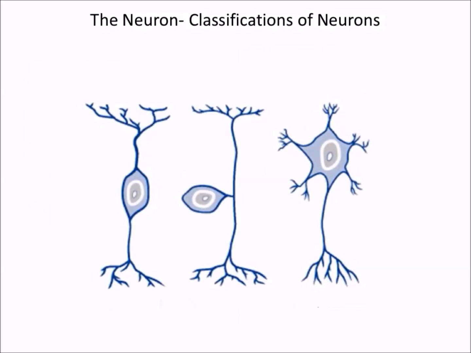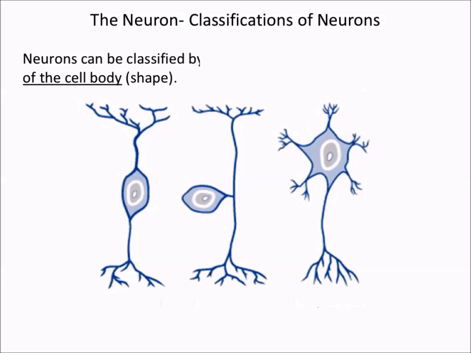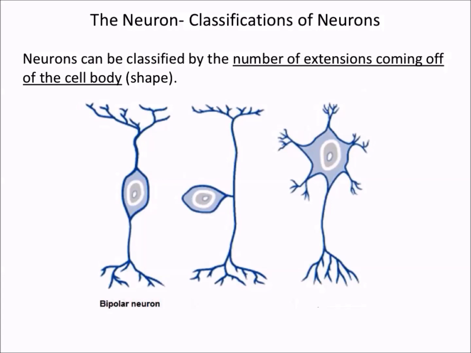Next, we discuss how neurons can be classified. One way that neurons can be classified is by the number of extensions coming off of the cell body. In this particular example here, the 3 neurons that you're looking at, in the first picture you have 2 extensions coming off of the cell body. This is what we call a bipolar neuron.